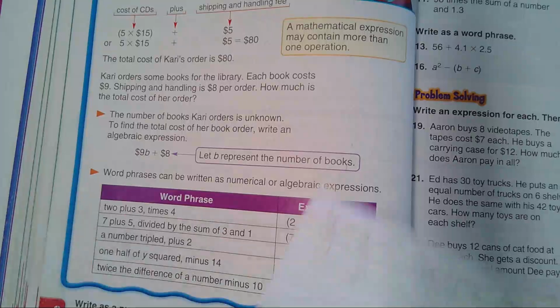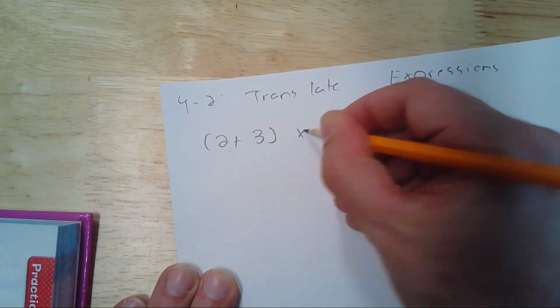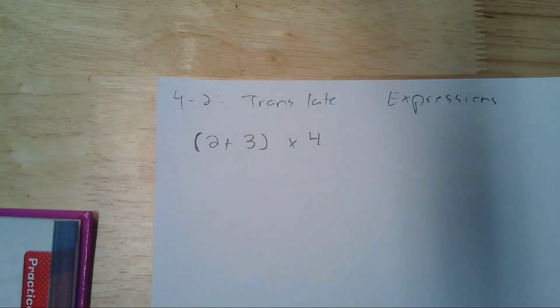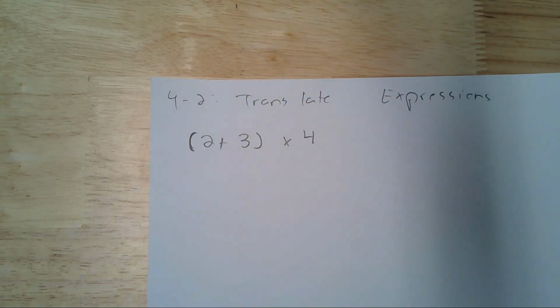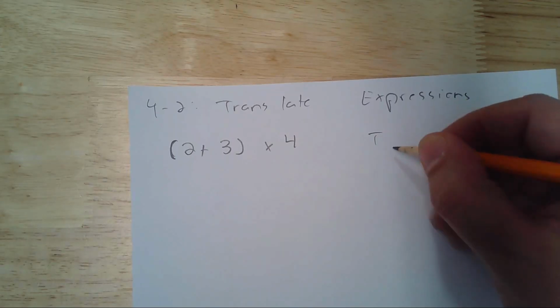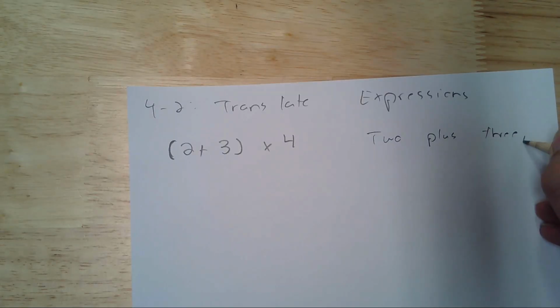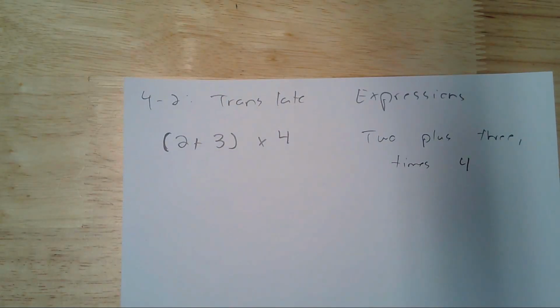So I want to look at this one here, the first one. And I see how the book did it, but we need to understand something here going forward. This is important. So how we write this out here with words here, the way the book does it, they write it like this. 2 plus 3, comma, times 4.